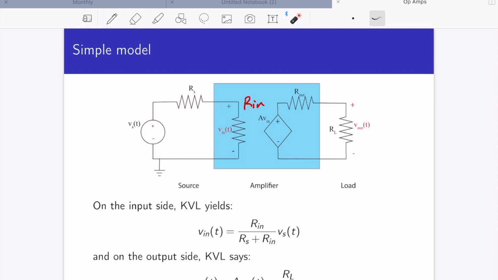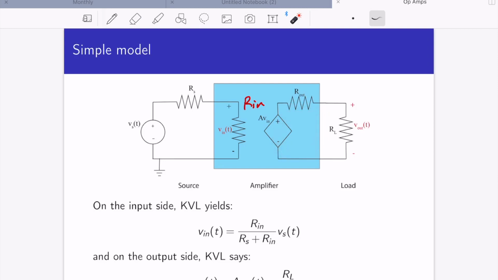On the output side, we can do the same thing. Notice that I've shown a dependent voltage source that's controlled by a value A, and we don't need to define A at this time. A is going to be multiplied by the input. So that's just saying that this dependent voltage source will be A times Vn, where Vn is that voltage there, and A is a constant. When we write that loop, we get minus A Vn plus I R out plus I RL.